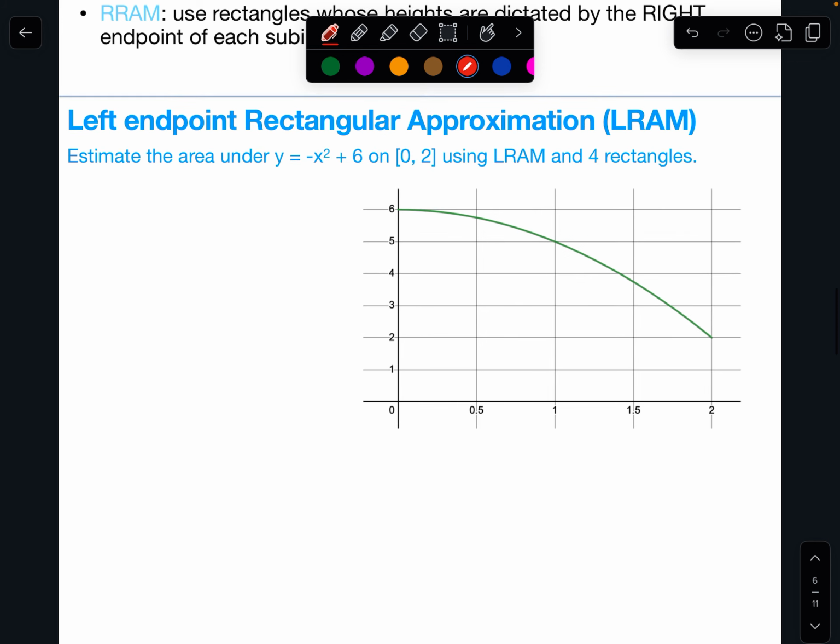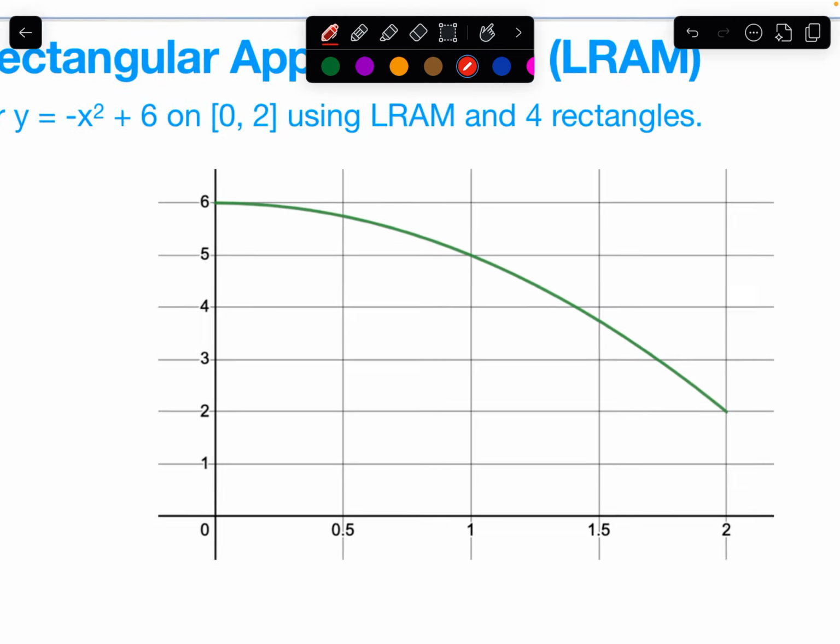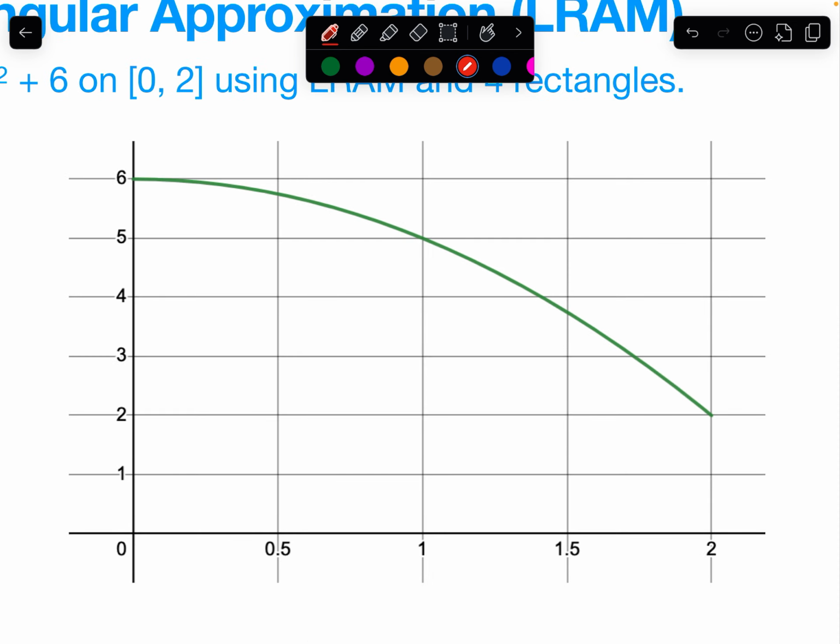Let's start with an LRAM example. Let's use the left endpoint rectangular approximation to estimate the area under y equals negative x squared plus 6 on the interval from 0 to 2, and we're told to use 4 rectangles. So we're going to take this curve, fill it in as best we can with 4 rectangles, add the areas of those rectangles to get an approximation of the area under this curve.